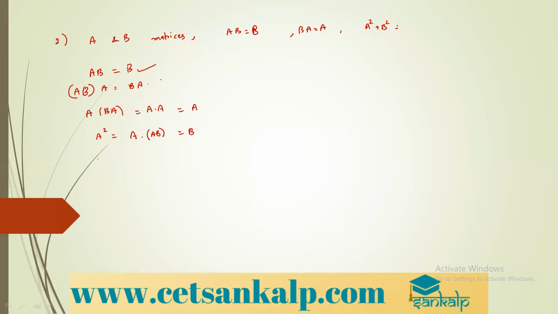That implies B into AB is equal to B into B. Or I can say BA into B will be equal to B square. That means AB will be equal to B square. Or I can say B will be equal to B square. That is B square is equal to B. That's why A square plus B square I can write as A plus B.